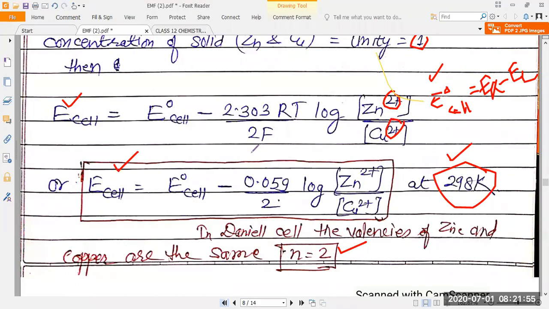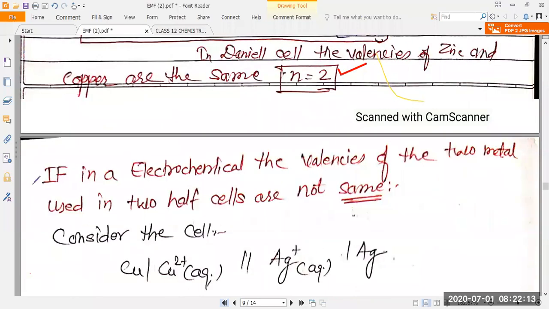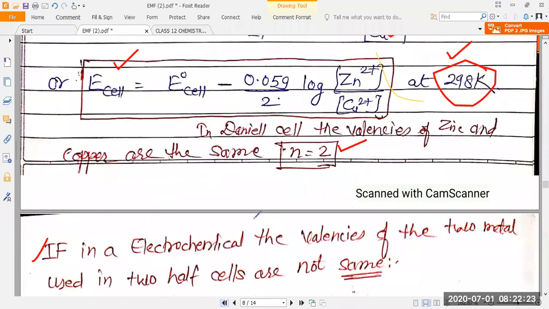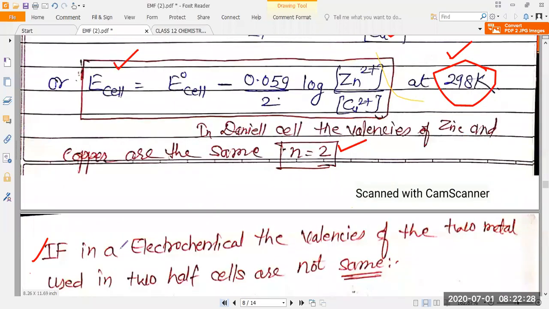So the value of n, here what is n? n is the number of moles of electrons exchanged during the chemical reaction in Daniell cell. These are the number of electrons exchanging during the chemical reaction. Next, if in an electrochemical cell, the valencies of the two metals used in the half cells are not the same, see what happens if the valencies in electrochemical cells are not the same.